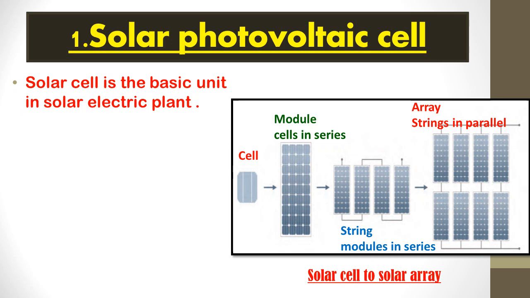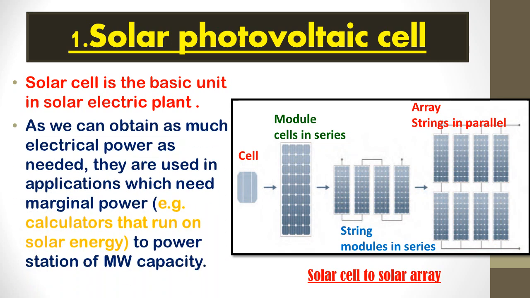So this is how, from a single cell, the arrangement is done in series and parallel, and a solar array is created. As we can obtain as much electric power as needed, they are used in applications which need marginal power, for example calculators that run on solar energy, to power stations of megawatt capacity. That means depending upon the needs, solar arrays are produced.